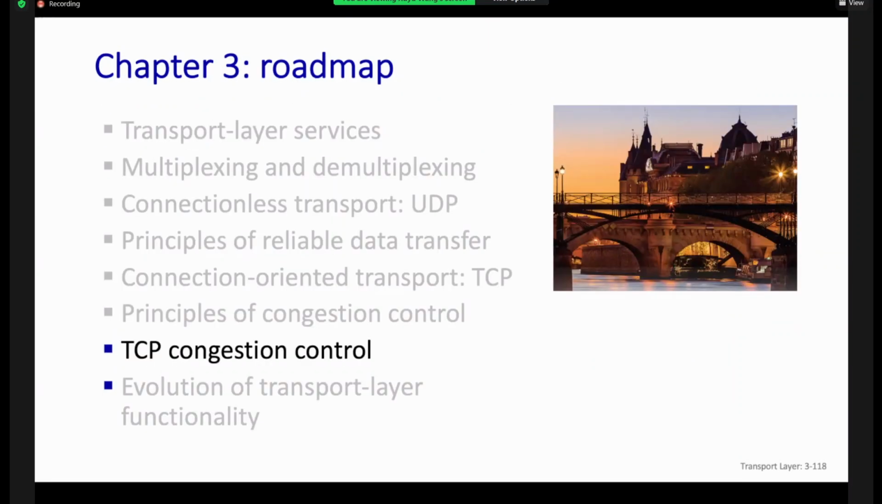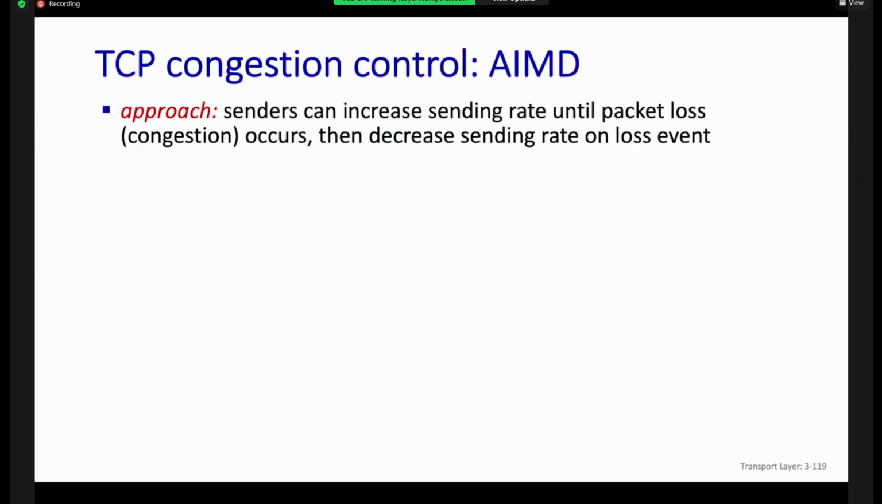Okay, so we know that idea. We know the inside of congestion, or the reason for congestion. We know there are two types of congestion control protocol: end-to-end and network-assisted. First, let's check out the end-to-end solutions. This is a very famous one.